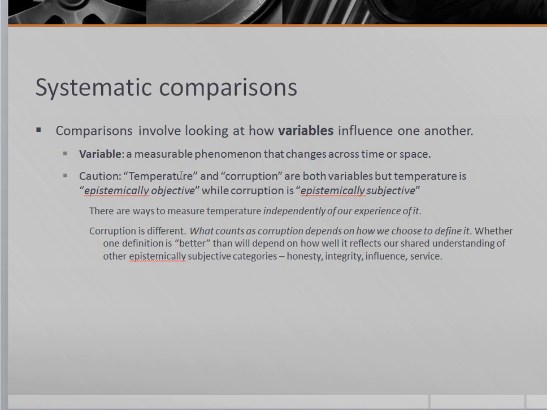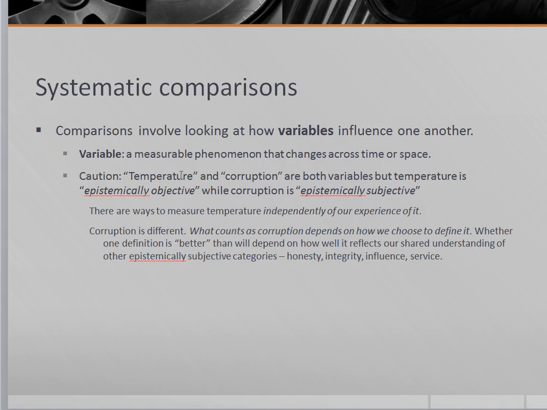So if it's hot on a planet that we've never heard of, then it's hot. Whether we know about it or not, whether we can study it or not, whether it's hot or cold is not something that depends on our perception of it. On the other hand, corruption is epistemically subjective.